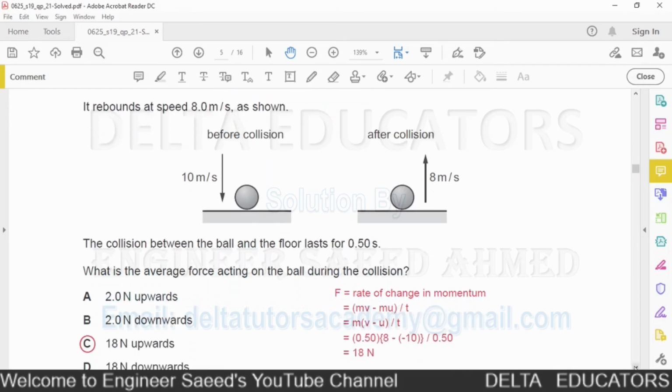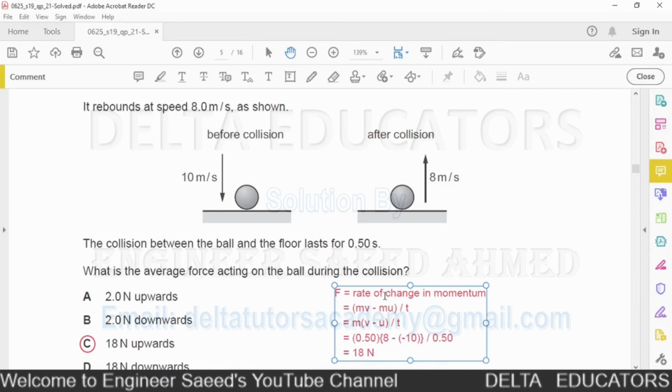This question is related to impulse of the force. We have studied a relation between the change in momentum and force. Force is defined as rate of change in momentum, which means change in momentum divided by time. Momentum is the product of mass and velocity. So change in momentum means final momentum minus initial momentum, divided by time. Final momentum is the product of mass and final velocity, and initial momentum is the product of mass and initial velocity.